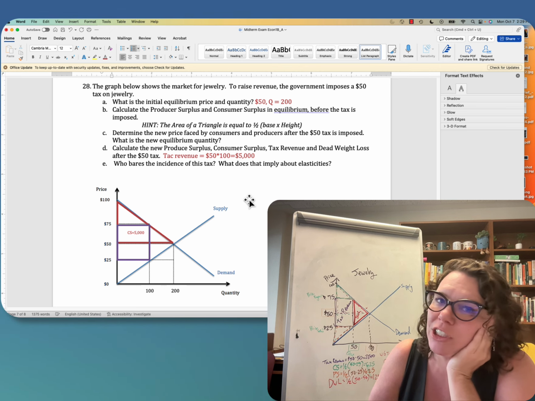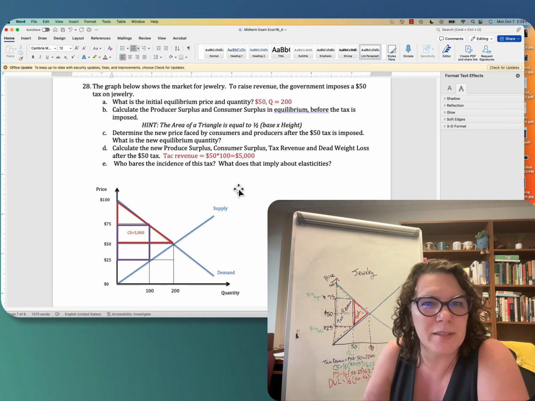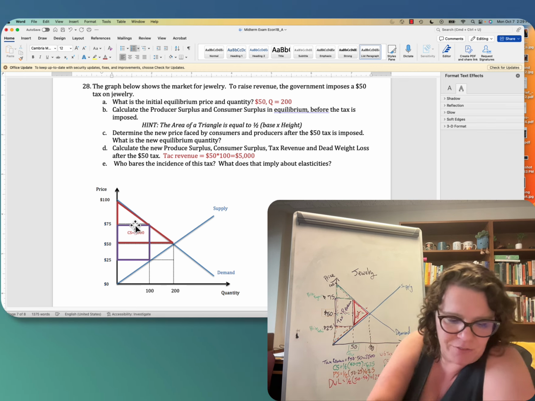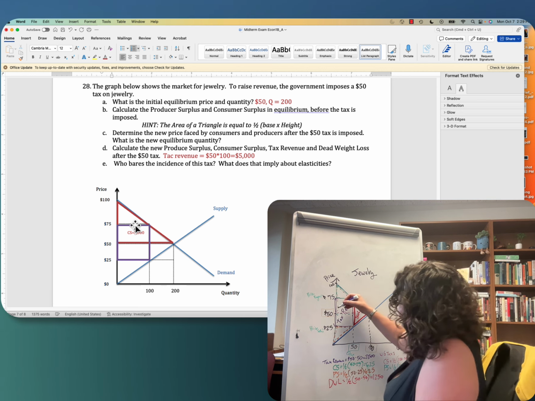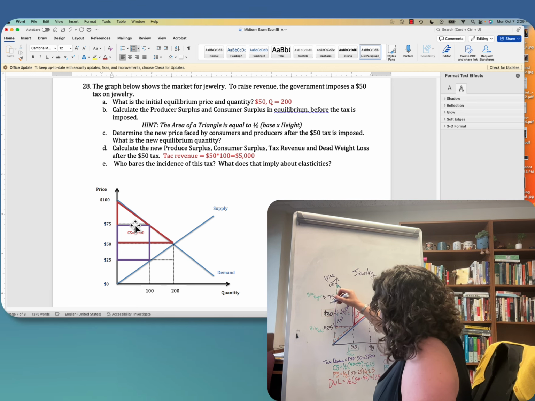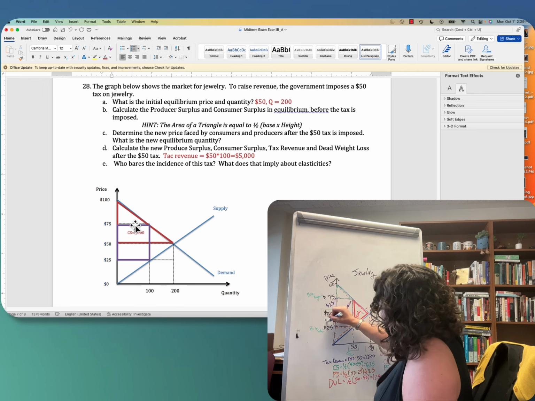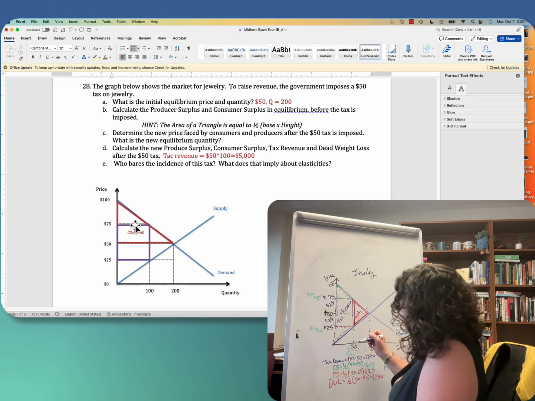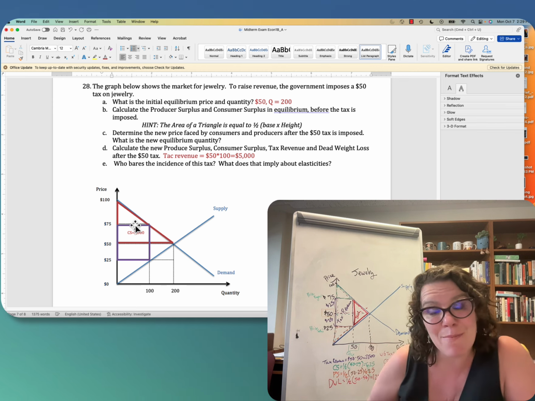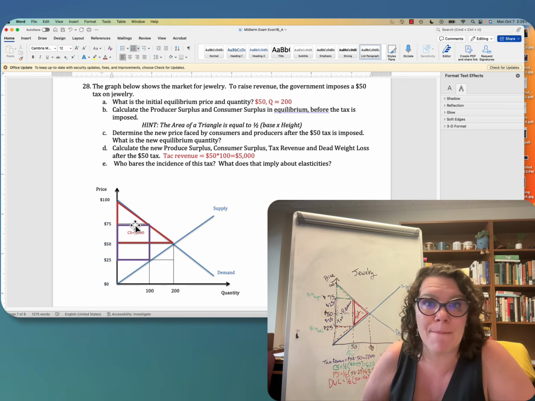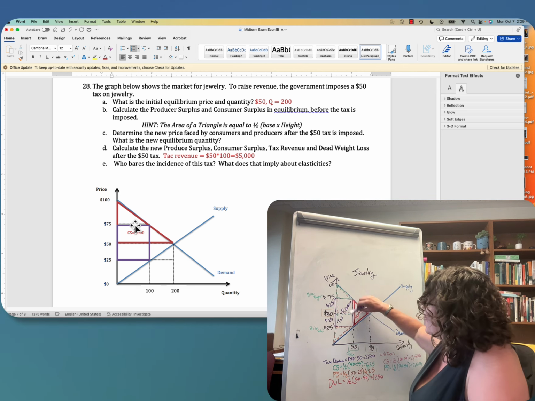And I tried to grade this pretty gently because I feel like people were a little bit surprised by this question. But the big idea here is who's paying the tax. It's a $50 tax. Consumers saw their price go up by $25, and producers saw their price go down by $25. So they're both losing by the same amount. So the incidence is actually split evenly. They both share the incidence of the tax, which tells us that the elasticities are the same.